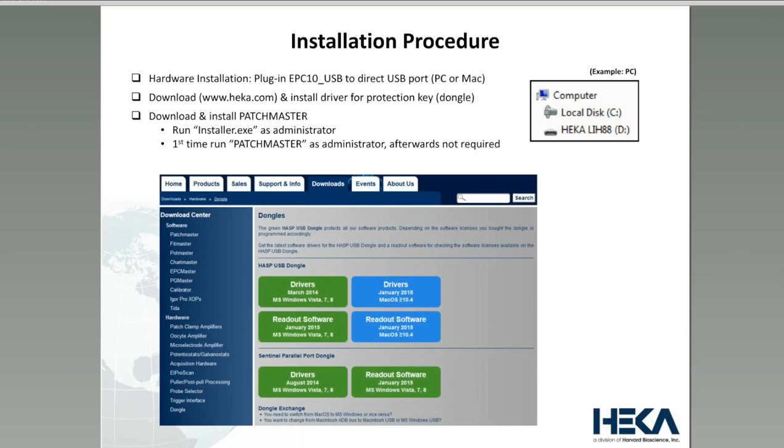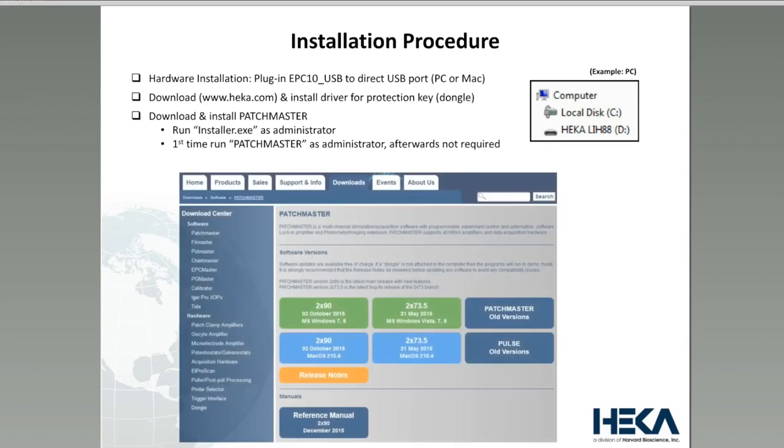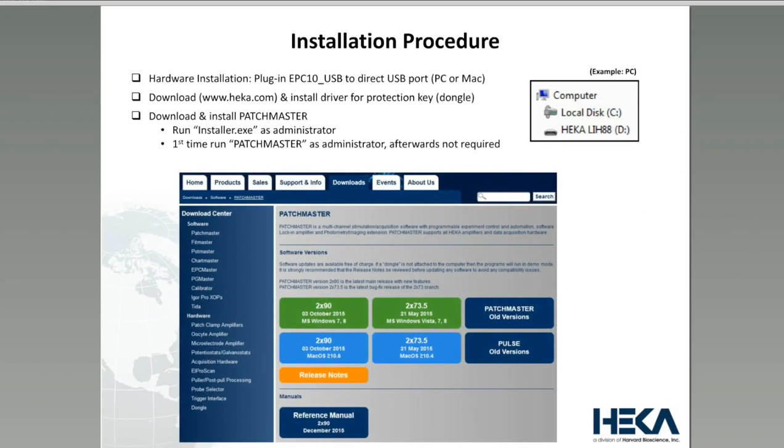The second thing is that you need to install the protection key for your software. To do that, you have to download the driver from our website, install the driver, and then just plug in the protection key. And then it should light up like this. If that is the case, that means your protection key has been recognized by your computer and it's fully functional. The third thing for the installation procedure is, of course, the software itself.